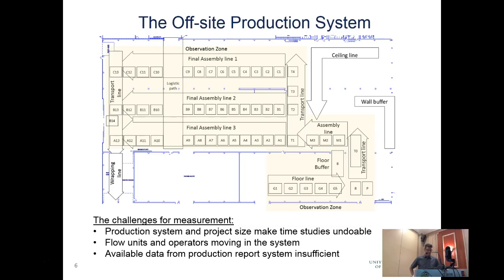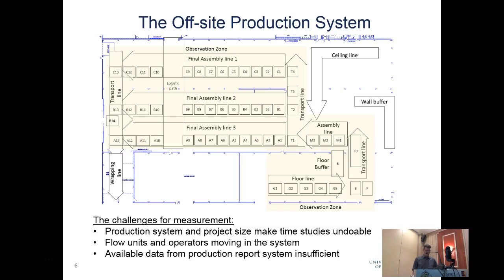The second challenge is a really interesting one: flow units and operators moving in the system. Because one could say that, okay, this is offsite production, this is not even construction, this is very close to lean manufacturing, and you can just copy Toyota's production system and everything will be fine. But it's not that easy in practice, because we do not only have the variation of the construction industry with the project and the products, we even have both flow units and operators moving in the system, the operators between the workstations and the lines, and even between the lines and the final assembly area.